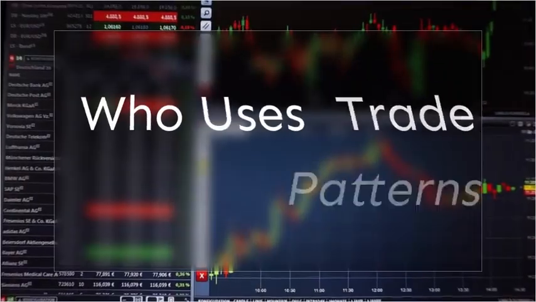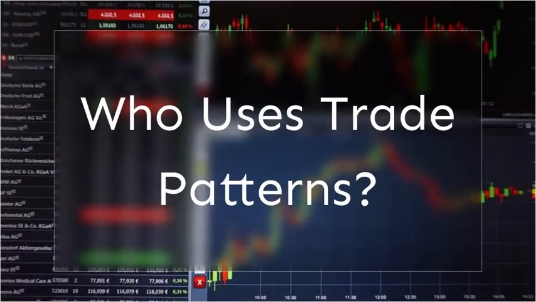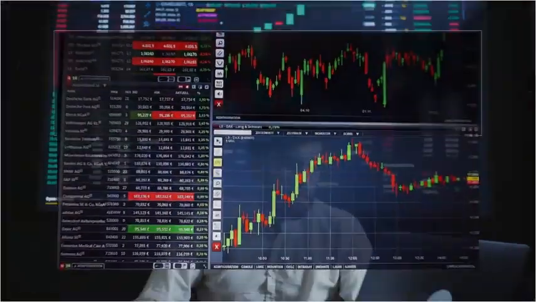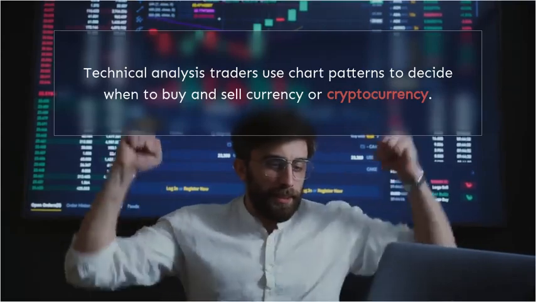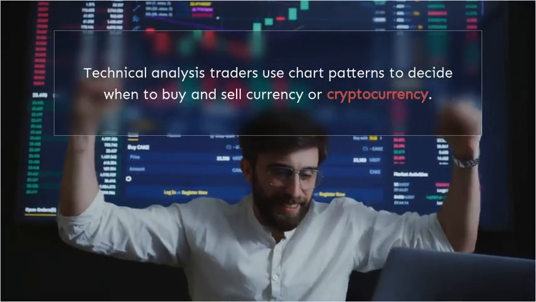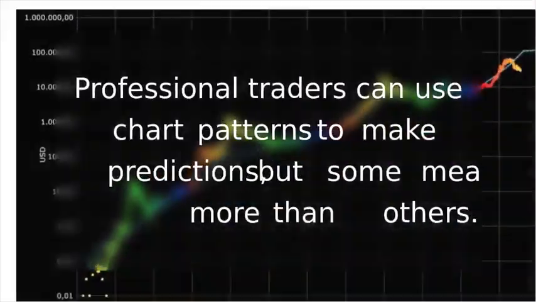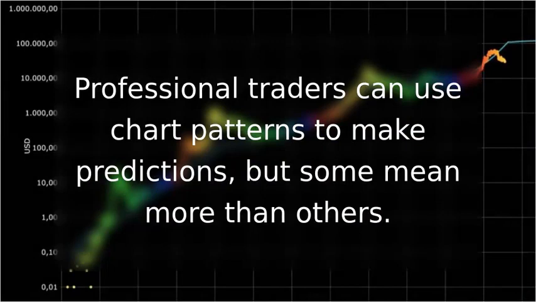Who uses trade patterns? Technical analysis traders use chart patterns to decide when to buy and sell currency or cryptocurrency. Professional traders can use chart patterns to make predictions, but some mean more than others.